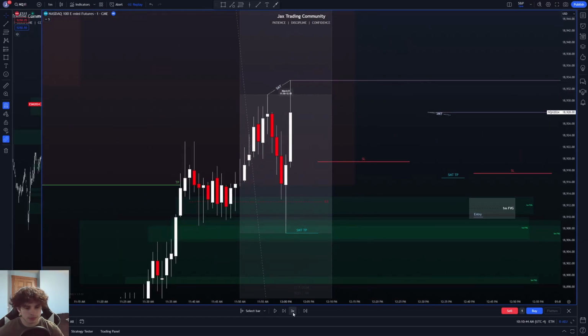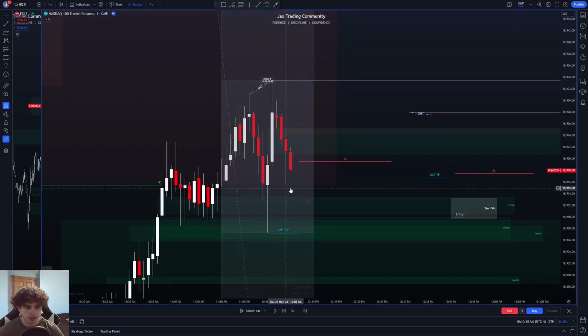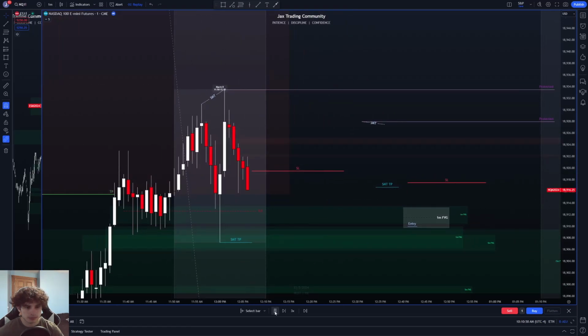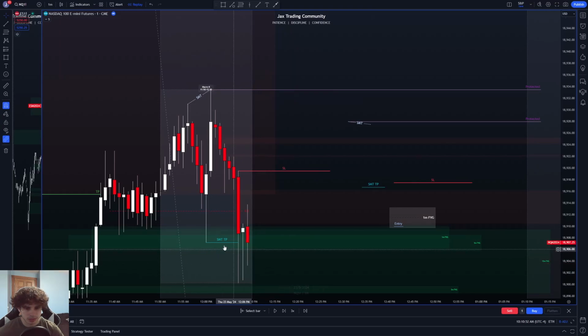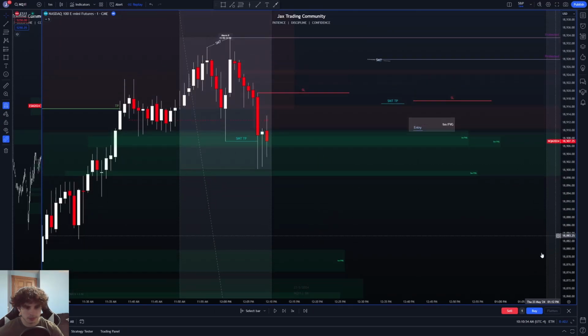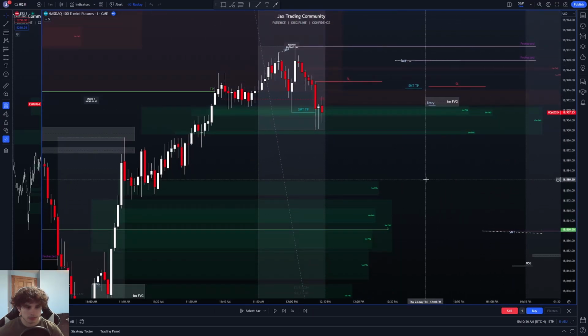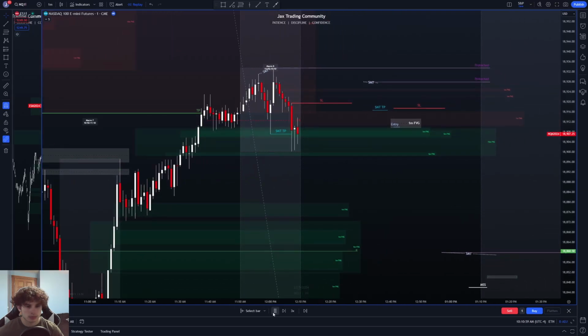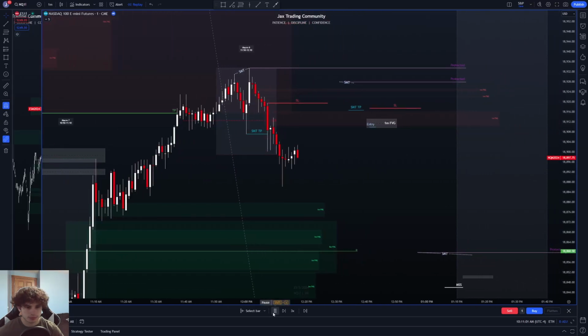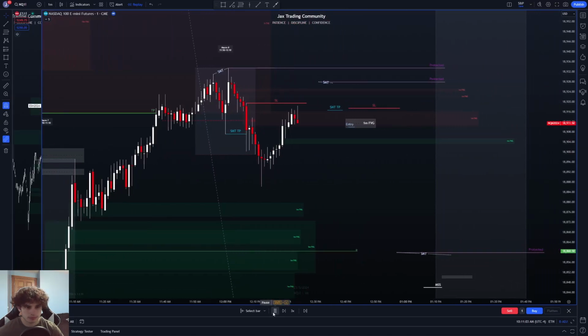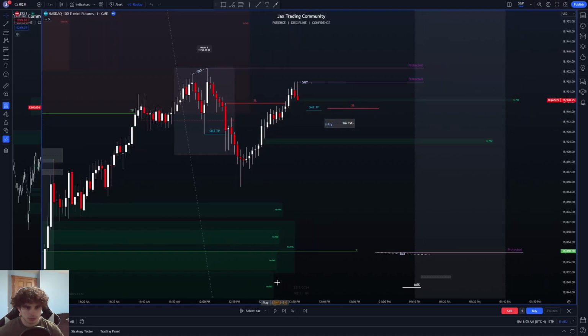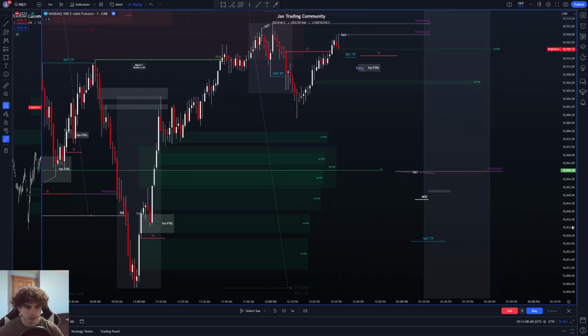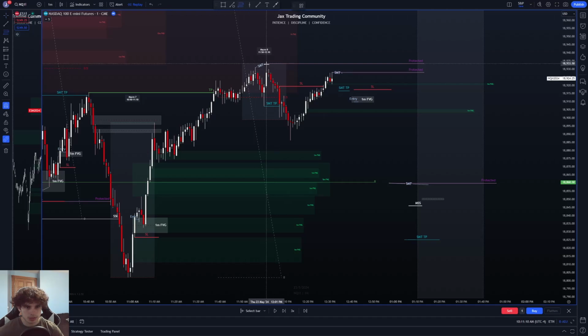Now we create an SMT, looking for displacement down. Here's your displacement down. Massive displacement down. Here's the SMT TP that gets hit. Waiting for some more structure. We sort of build our way back up. I'm going to see what discount of this range is. So here's discount.